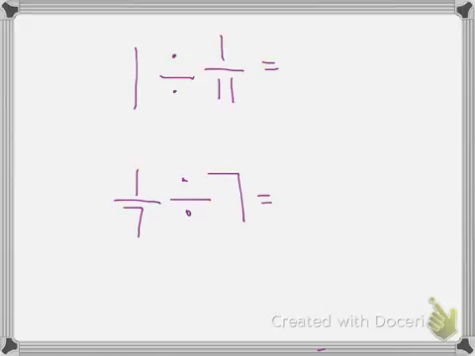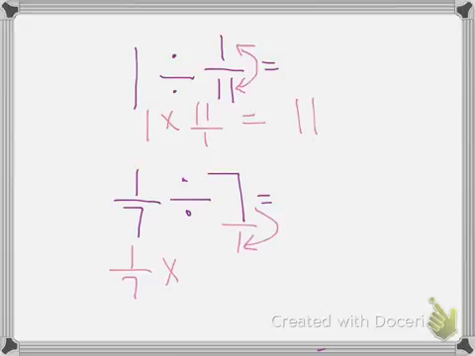And number 5 says solve. So 1 divided by 1/11th, we know when we divide a fraction, we can multiply by the reciprocal, or the opposite, which would be 11 over 1, which is 11. For the second one, we have 1/7 divided by 7 again. We keep the first number the same, and we find the reciprocal of the second, which is 1/7. 1 times 1 is 1. 7 times 7 is 49. So our answer is 1/49.